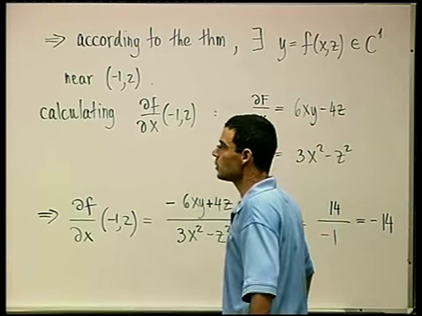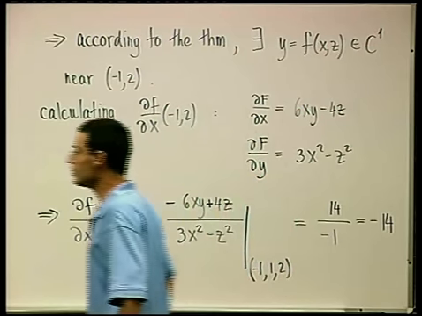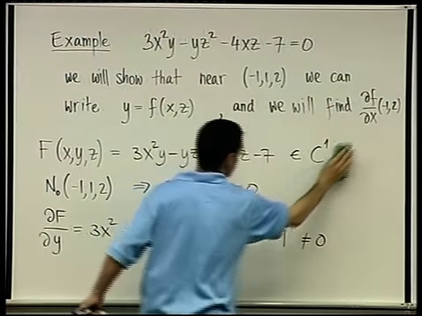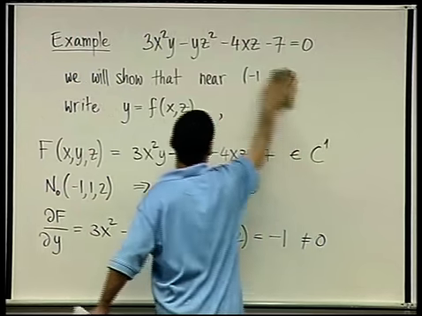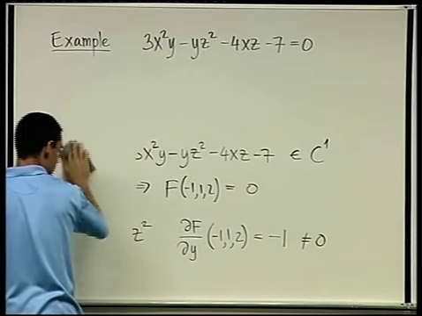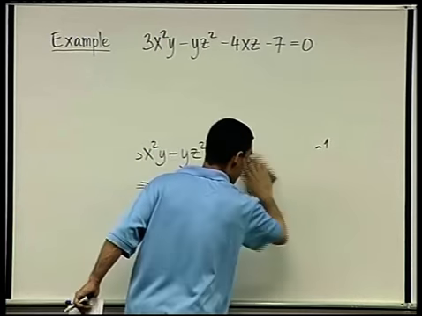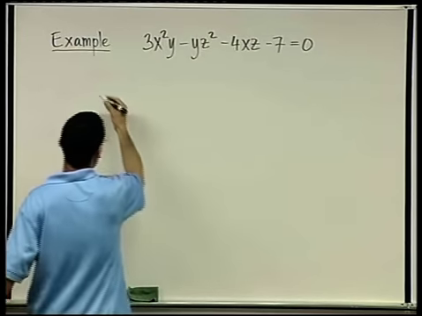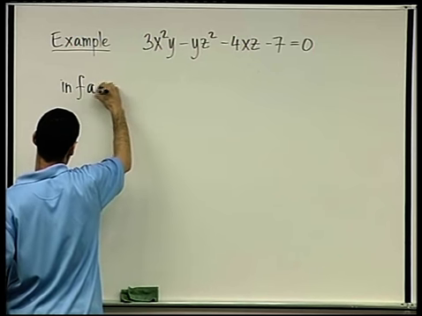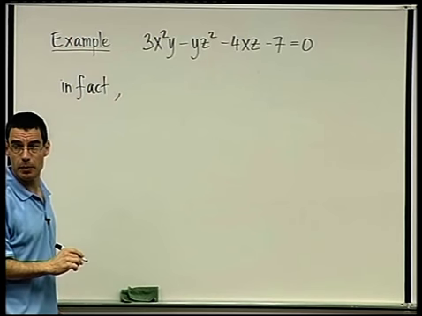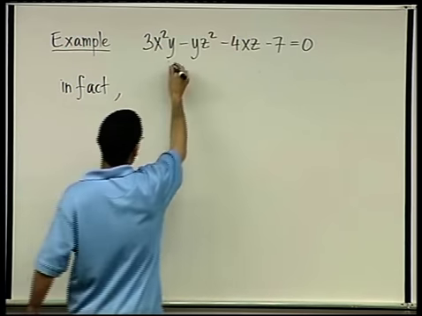I just have to figure out what I want to erase. So let's erase over here. So this was our original relation. Let's show that in fact, in this specific example, we didn't need the implicit function theorem. Okay, so in fact, can we write y as a function of x and z in this example? It's rather easy, right? So how do we do it?